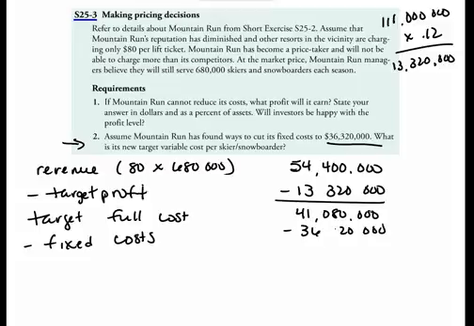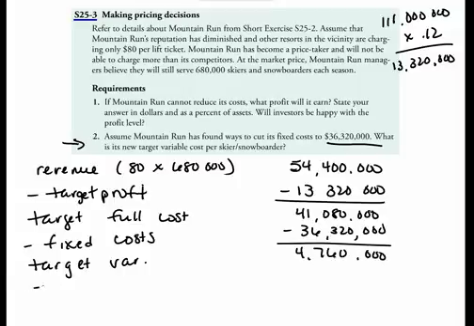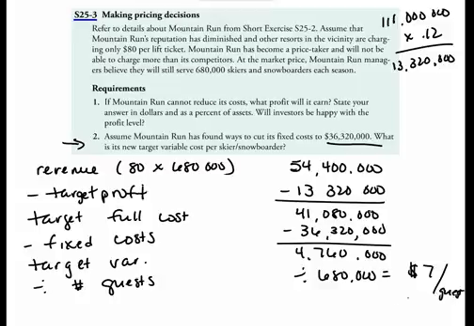I don't know why this tablet does that. That means my target then for my variable cost is 4,760,000. If I divide that by the number of guests, I get $7 per guest. That's my target variable cost. So that means even if I found a way to cut my fixed cost down to this, I still need to get my variable cost down to $7 a guest if I'm going to give my investors their 12% return.